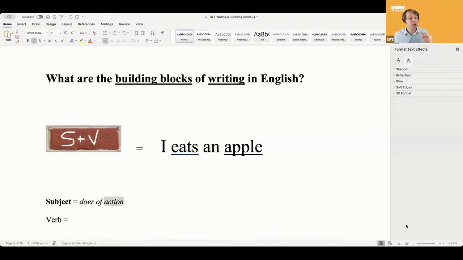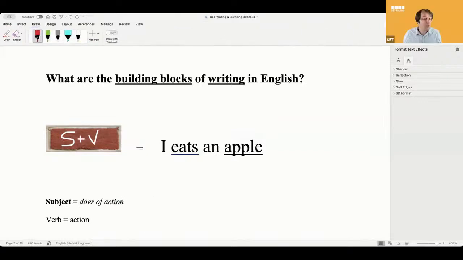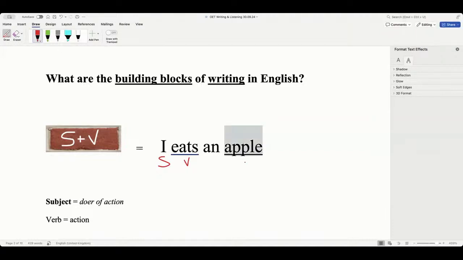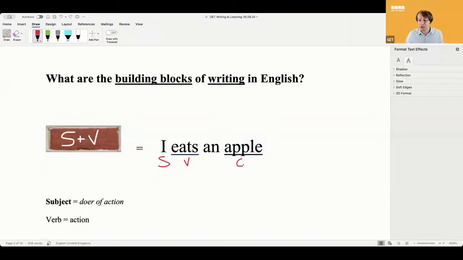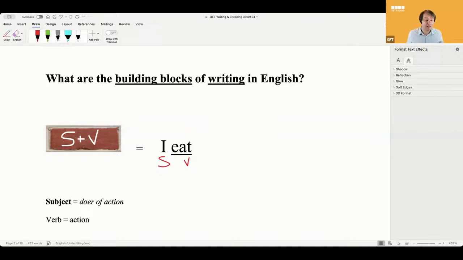You're not sure? Okay, look, the verb would be, Anna, it would be the action. Okay? So, Anna, just to test you, where is the subject here in this sentence? I. Where's the verb? Eat. Exactly. Now, what's this called, guys? Apple. What's this? Object. Do we always need that, Mustafa? Do I always need the object? No, we don't always need it. No, right? I can just say I eat.